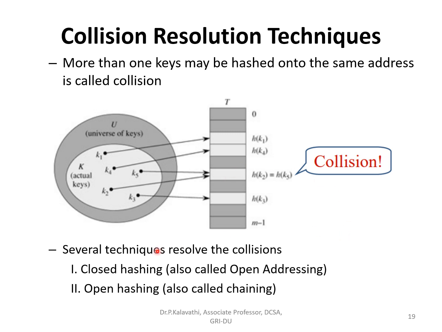There are several techniques to resolve this collision. Most commonly, two techniques are used. One is closed hashing, which is also called open addressing, and the other is open hashing, which is also called chaining. In the following section, we will discuss these two types of collision resolving techniques.